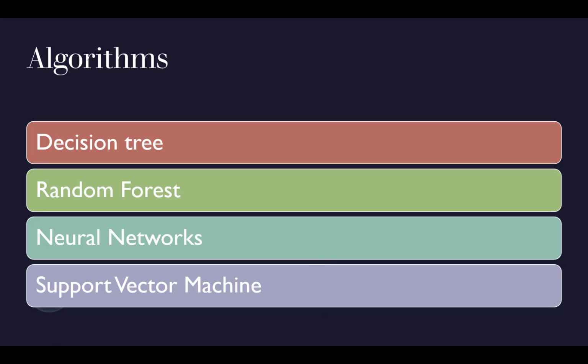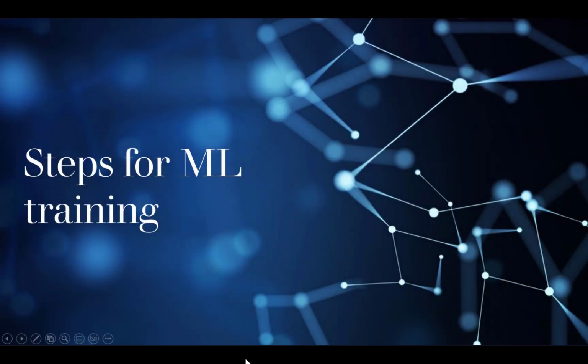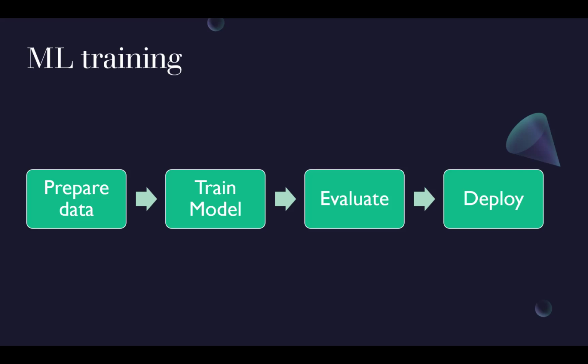So now that we're done with the algorithms, I want to move forward and talk about steps for machine learning training. Those steps can be used for classification, regression, or any kind of machine learning task. Here's the whole process. First step here is data preparation. It is very important and I can't stress it enough. Data preparation is maybe the most important part of the whole machine learning training.